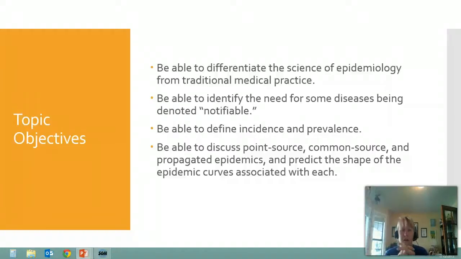So here are our topic objectives for this chapter. Make sure you understand these. I know that some of them can be a little bit nebulous, especially because there are so many specific terms. So please let me know if you don't feel like you have a good handle on this vocabulary.